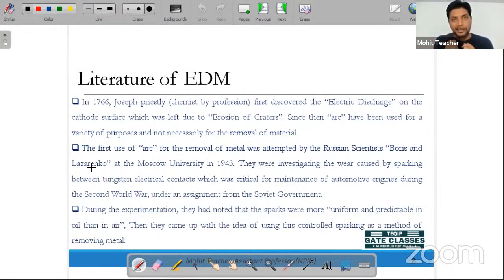So if it is generating the spark, then this happens due to the power, means that DC power that we are using, means the battery that we are using. So he just noticed that there is an erosion of the craters. Okay, erosion of the craters at the cathode surface.